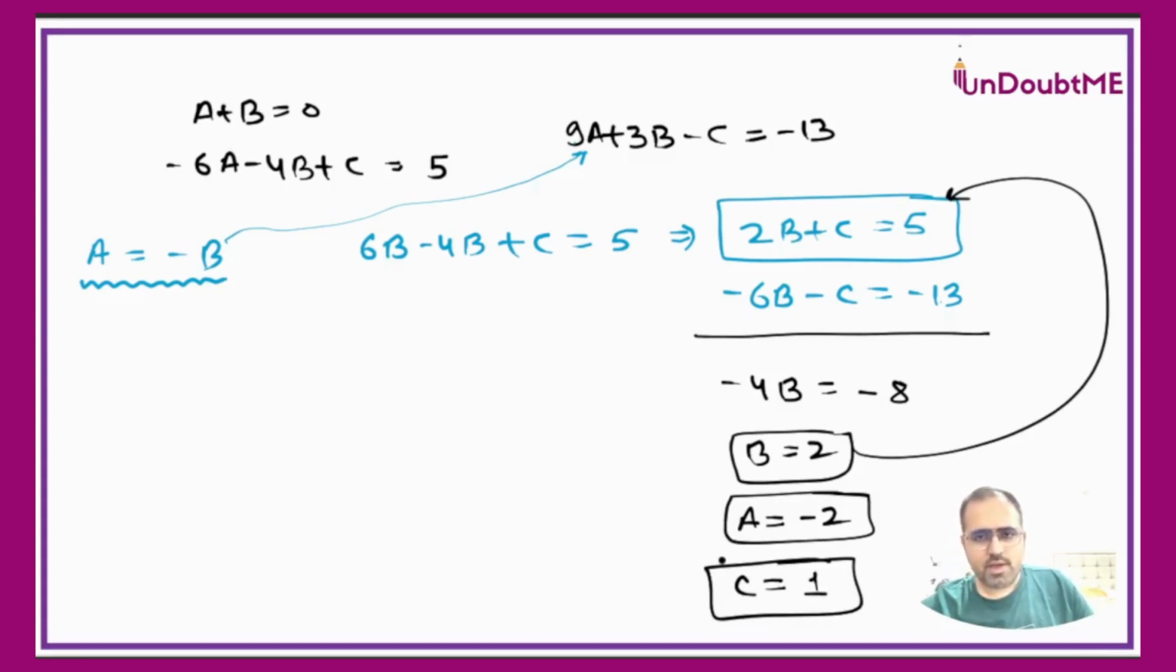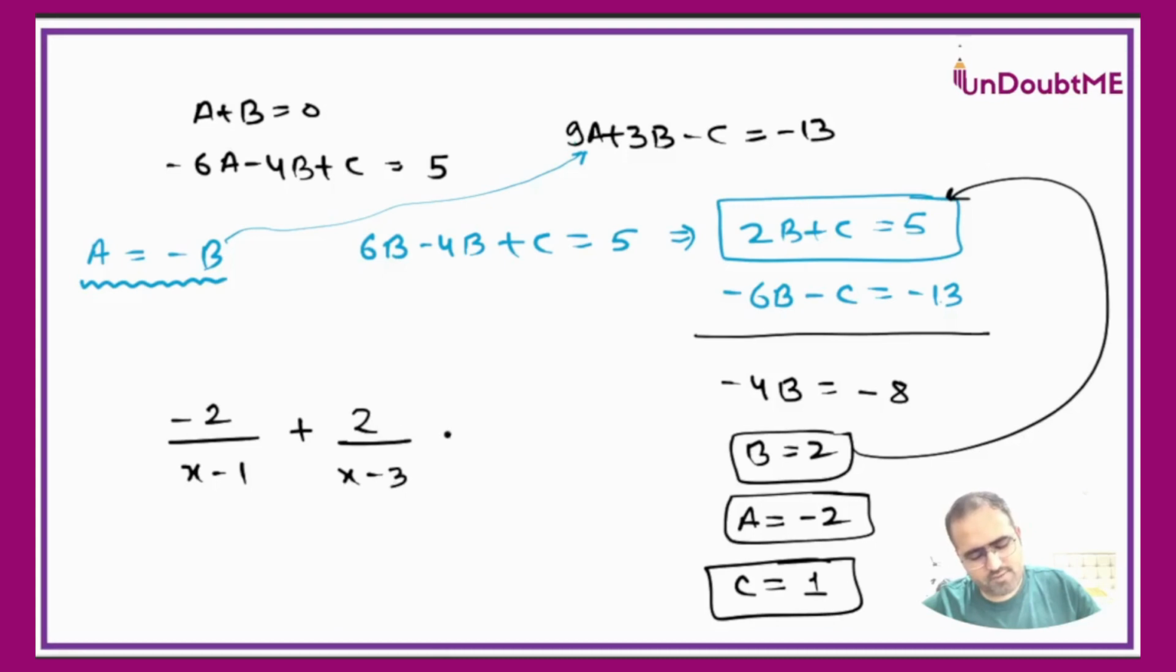And then all these we can write over there. So I'll be having minus 2 over x minus 1, then b is plus 2, so 2 over x minus 3, and finally c is 1 over x minus 3 whole square. This will be your final answer.